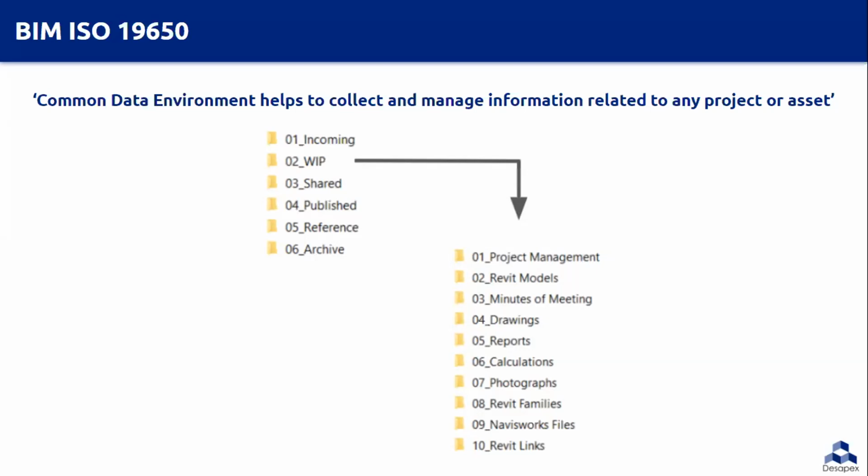In the reference folder, we store data for reference which are not related to the project but can be used as a reference. Archive state of data is where the data in the published state is archived in this container for further use like asset management or any other processes.